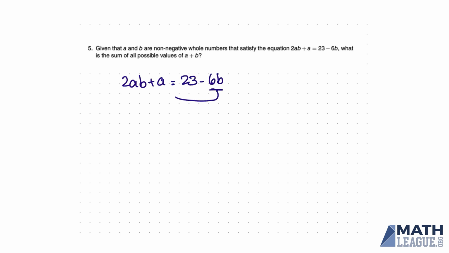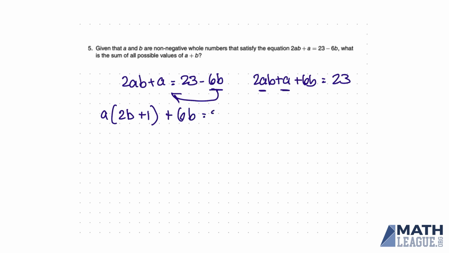And so let's take the 6b and move it to the other side, so we have all of our variables on one side and all of the constants on the other. That gives us 2ab plus a plus 6b, because this minus becomes a plus when we move to the other side, equals 23. When I look at the first two terms here, I see that we have an a in common, so we can factor that out. If we factor that out, we have a, and that leaves us with 2b plus 1 in the parentheses, and we still have the 6b equals 23.